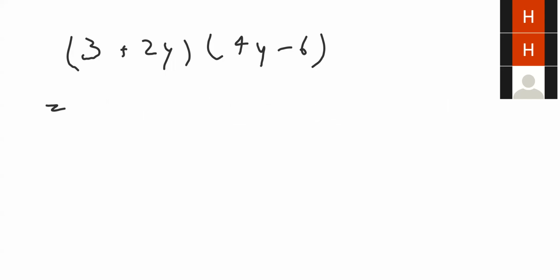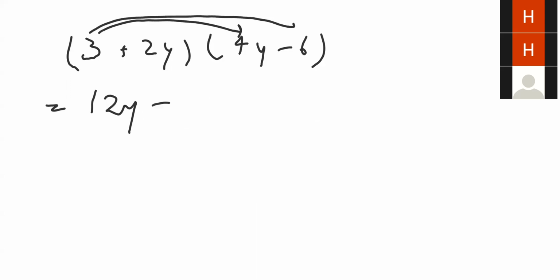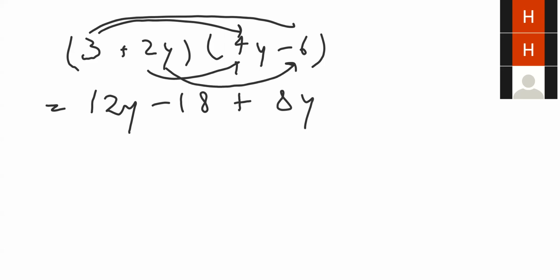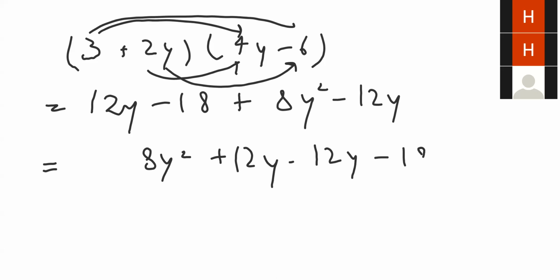We have 3 plus 2y multiplied with 4y minus 6. So we have 3 multiplying with 4y, which gives us 12y. But then we have 3 multiplying with minus 6, which gives us minus 18. Then we have 2y multiplying with 4y, which gives us plus 8y squared. And then we have 2y multiplying with minus 6, which gives us minus 12y. So now we have 8y squared, plus 12y, minus 12y, and minus 18. We know plus 12y and minus 12y can be cancelled. So we have 8y squared minus 18 as our answer.